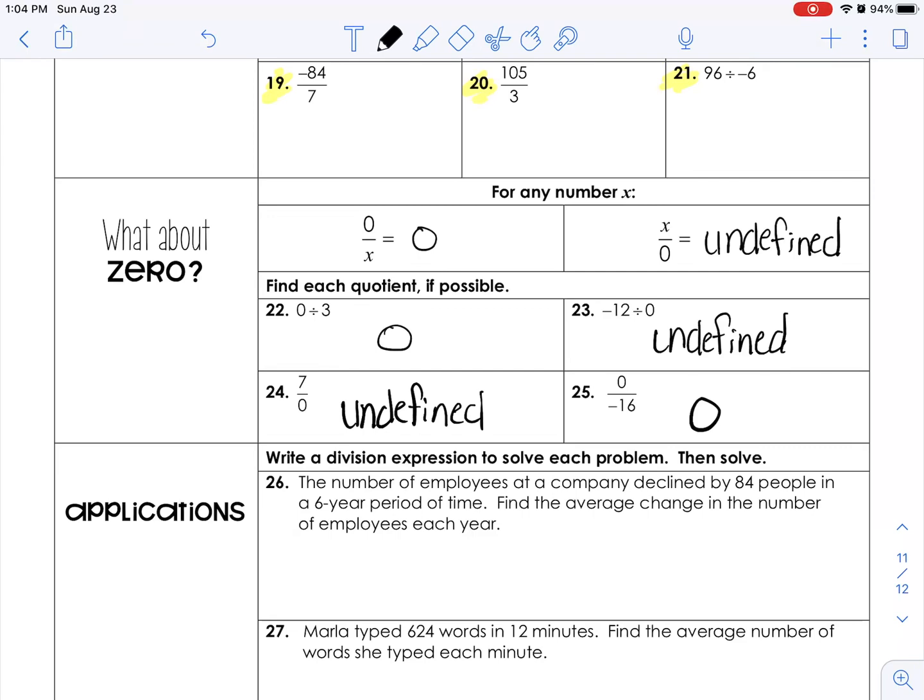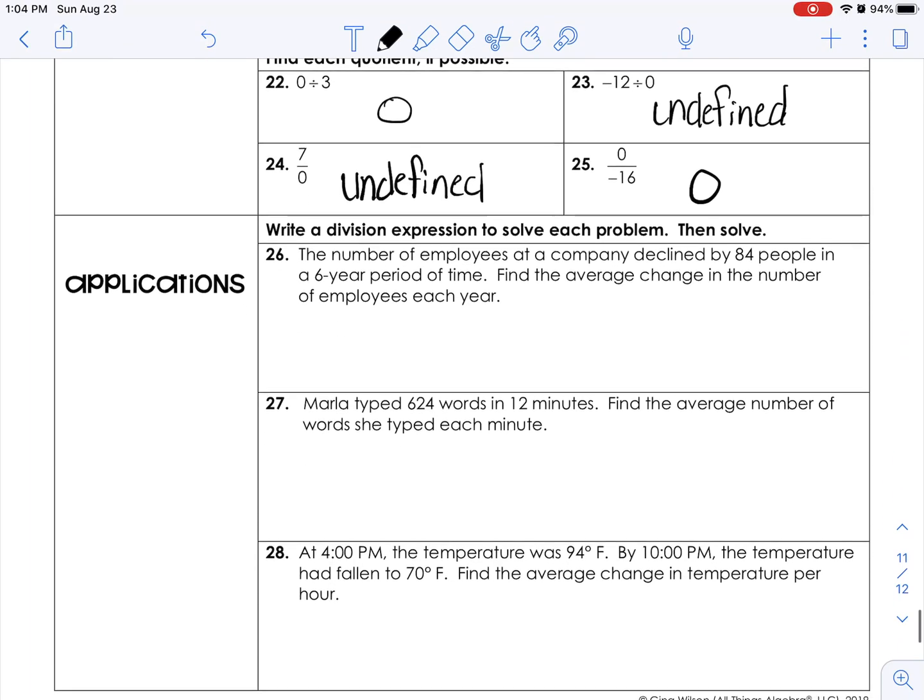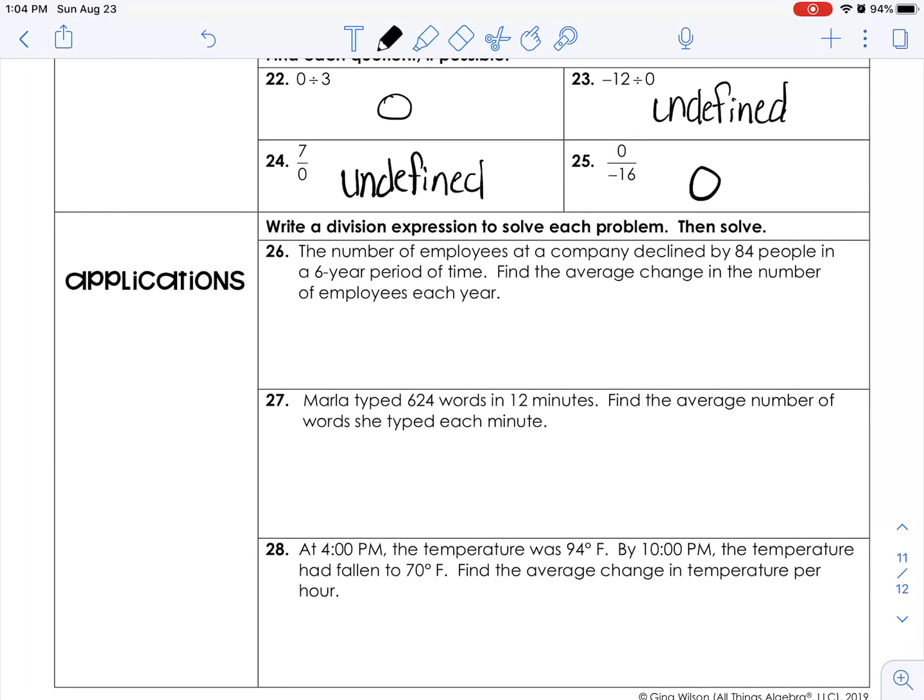So looking at kind of a real-world example, the number of employees at a company declined by 84 people in a 6-year period of time. Find the average change in the number of employees each year. So there's a couple of keywords in here that tell me this is a division problem. We want to pay attention to the words average change, but specifically this word each. That each word is a big word that helps us know that this is a division problem.